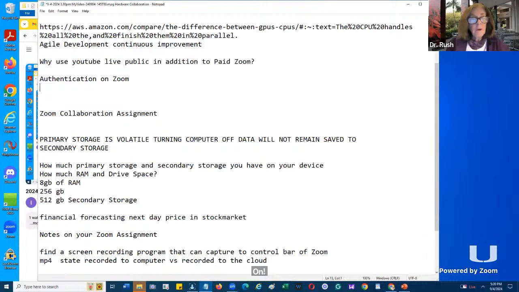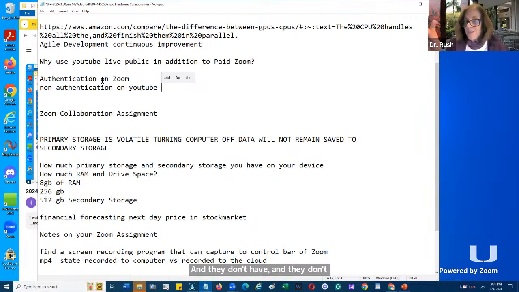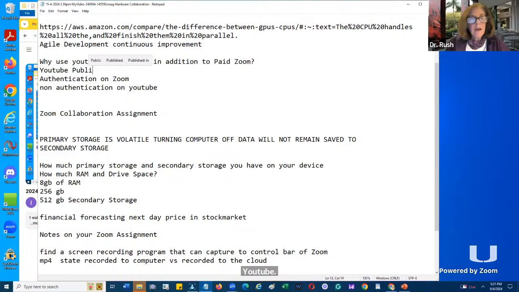authentication on Zoom, but non-authentication on YouTube. And they don't even have to subscribe. This is another thing, Ellie, when you do your Zoom, and people do that now, when you go public on YouTube, have others subscribe to each other.